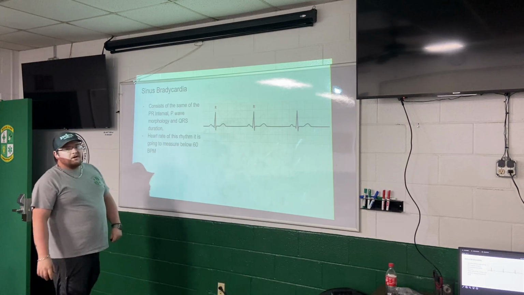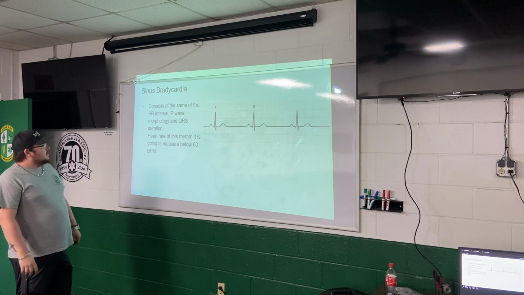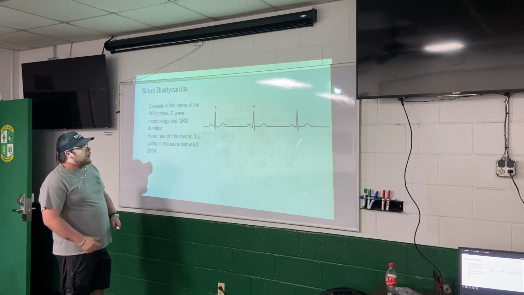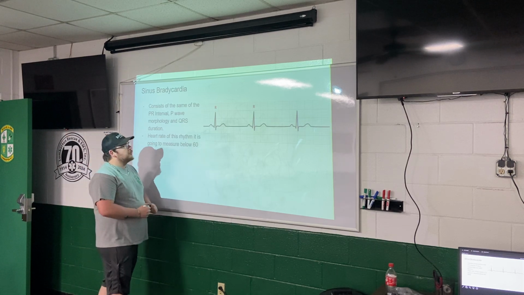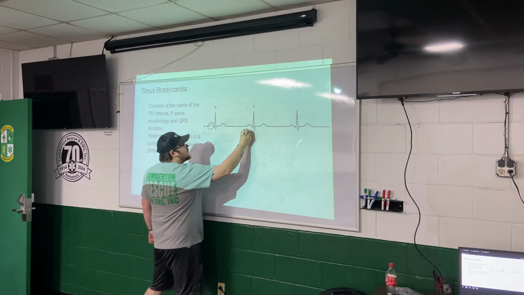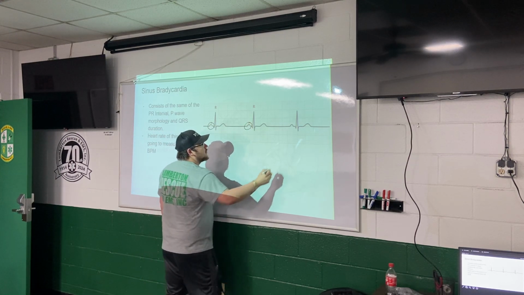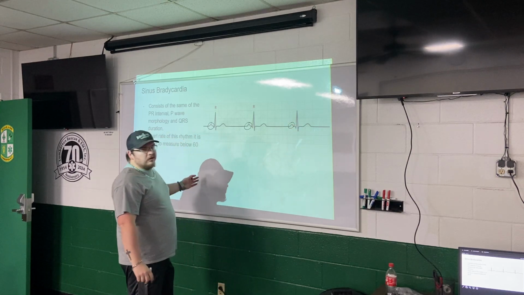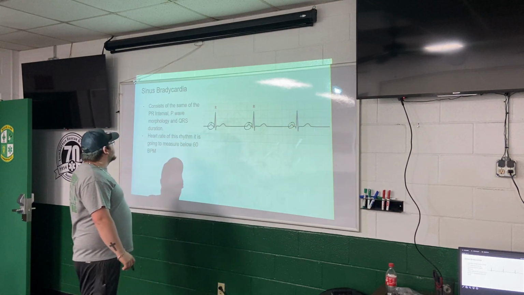Next, we've got sinus bradycardia. Sinus bradycardia is going to be a little bit of the same of what you have with your normal sinus rhythm. We're going to have our P waves again, 1, 2, and 3. They all look the same. They're all symmetrical. Cool.